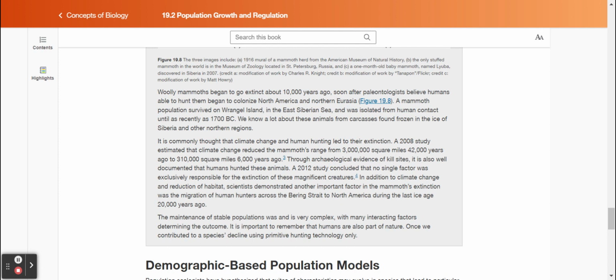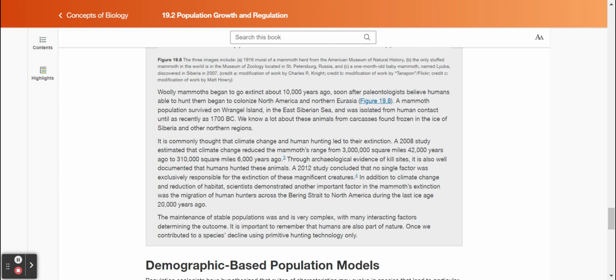A 2008 study estimated that climate change reduced the mammoth's range from 3 million square miles, 42,000 years ago, to 310,000 square miles, 6,000 years ago. Through archaeological evidence of kill sites, it is also well documented that humans hunted these animals. A 2012 study concluded that no single factor was exclusively responsible for the extinction of these magnificent creatures.